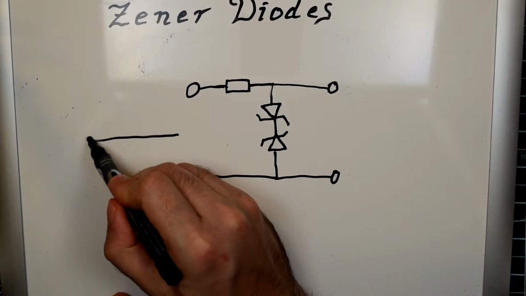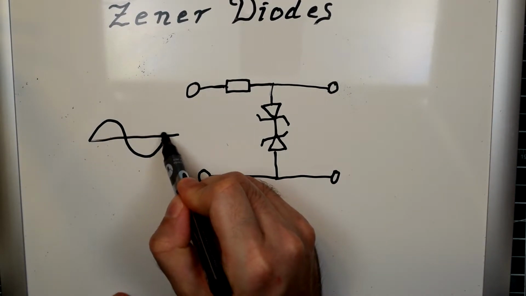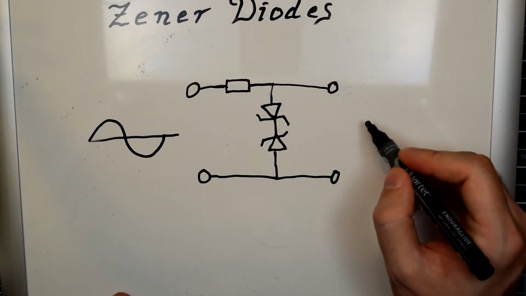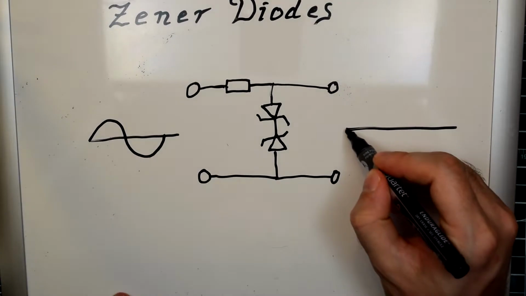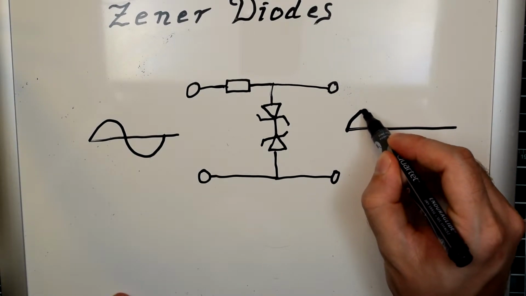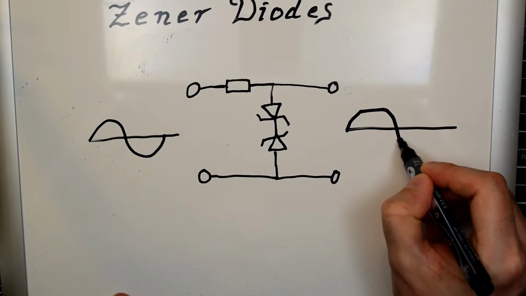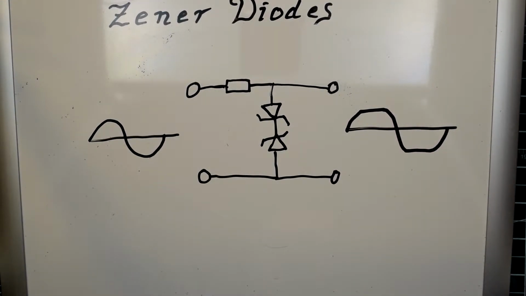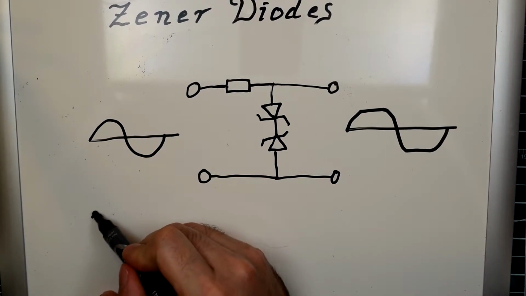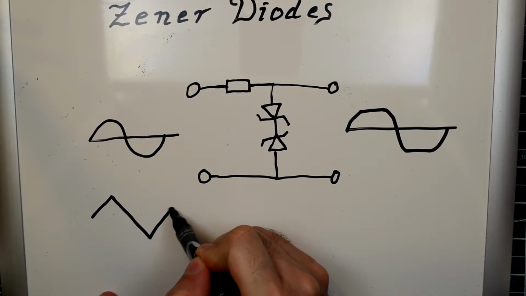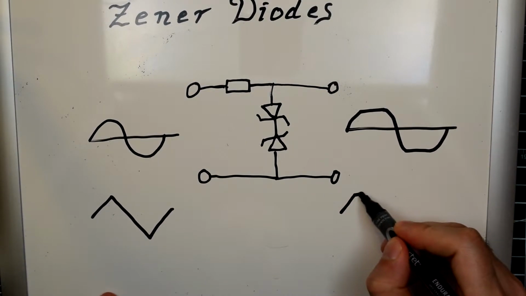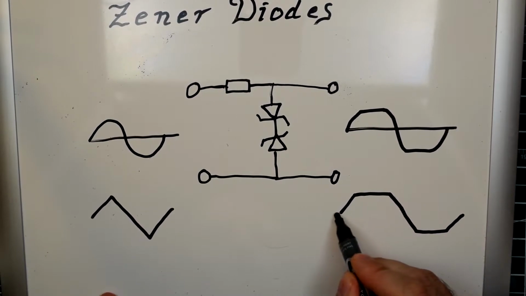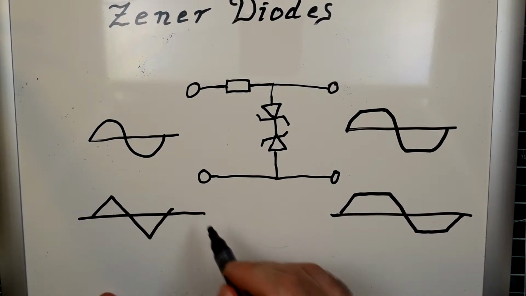So let's say you put in a sine wave on this side of it. Your output is going to look like this. It's going to come up, flatten off, go back down, flatten off, and then come back up. And of course, if you put a sawtooth wave in, it'll look like this. And so on and so forth.